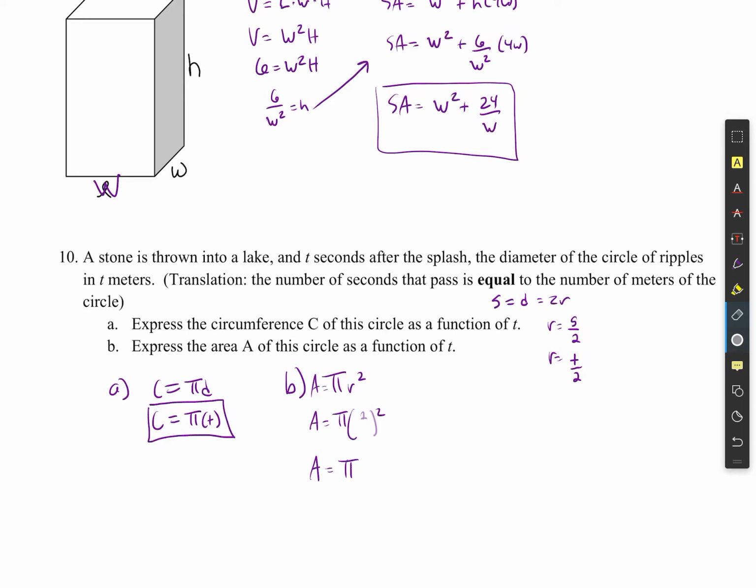Alright, so I got, in this situation, t over 2 squared, t squared over 4. Pi times t squared over 4 equals our area.